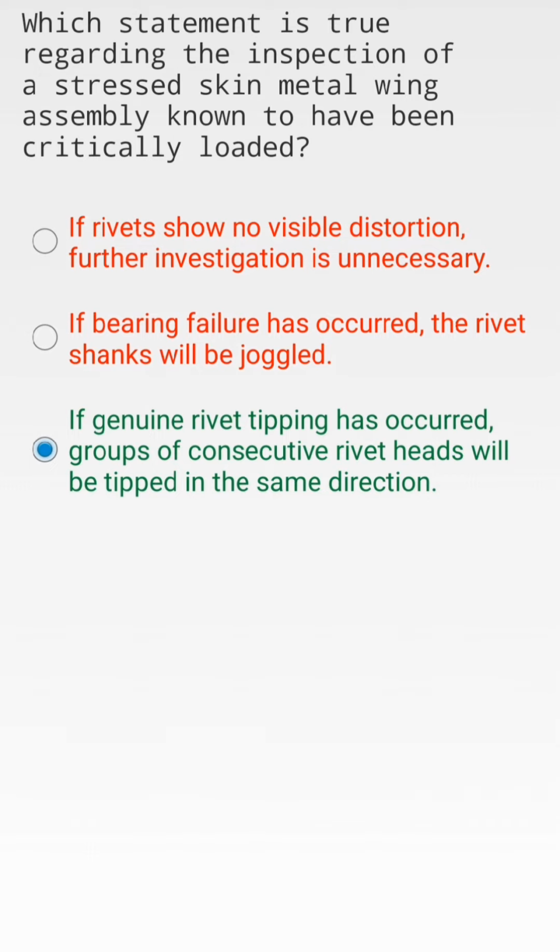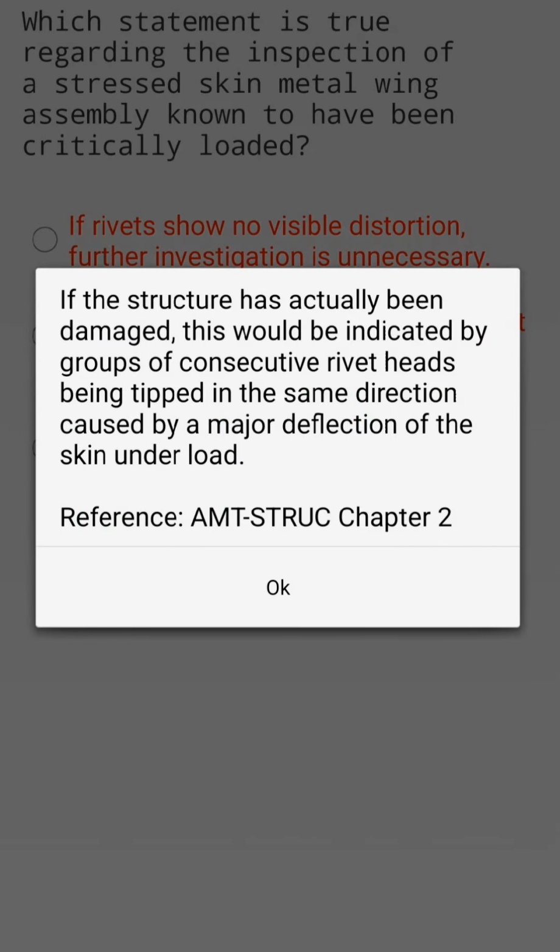Which statement is true regarding the inspection of a stressed skin metal wing assembly known to have been critically loaded? If genuine rivet tipping has occurred, groups of consecutive rivet heads will be tipped in the same direction. If the structure has actually been damaged, this would be indicated by groups of consecutive rivet heads being tipped in the same direction, caused by a major deflection of the skin under load.